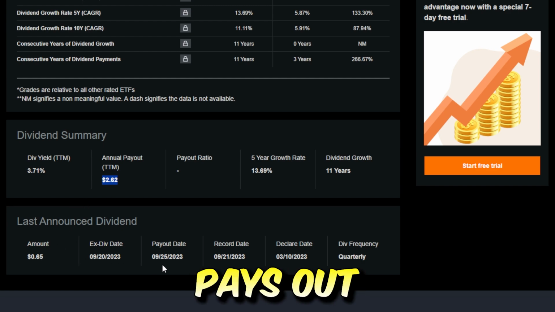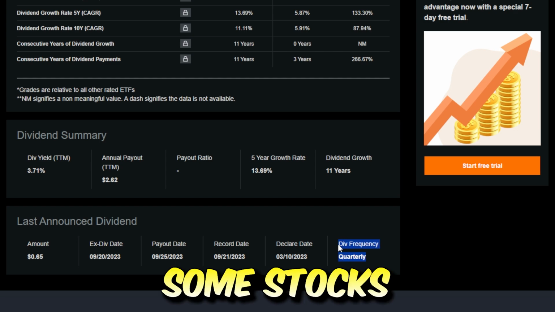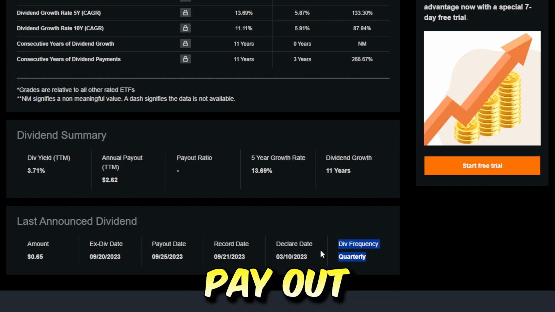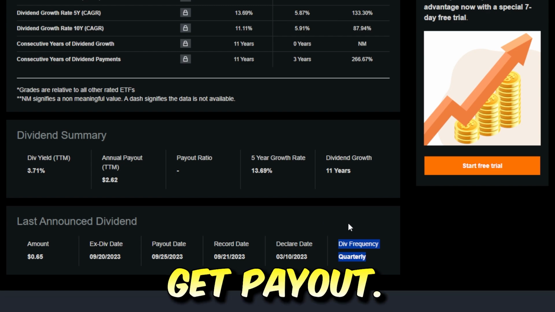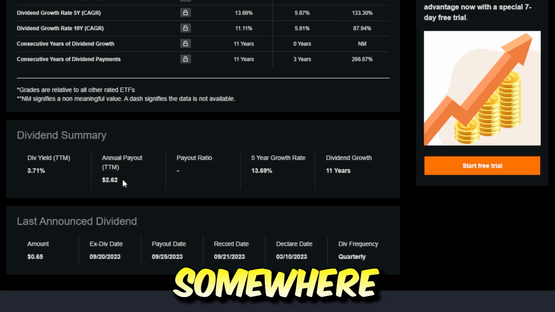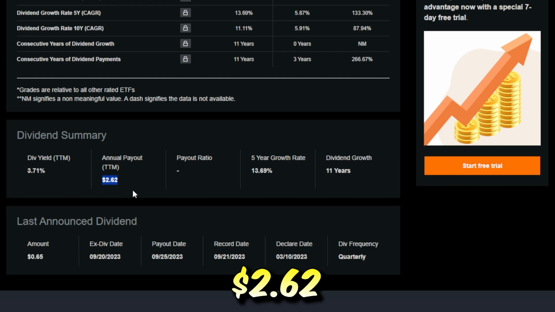Now, SCHD pays out a dividend on a quarterly basis. Keep in mind, some stocks and some ETFs do pay out dividends on a different frequency, such as monthly. But for SCHD, you are going to get paid 4 times per year, somewhere around $2.62 divided by 4, which equals around 65 cents or so.